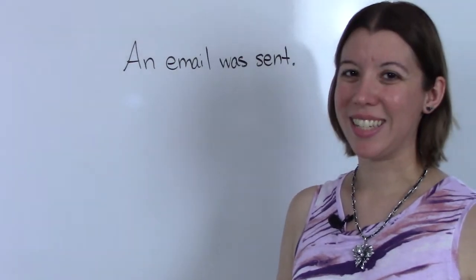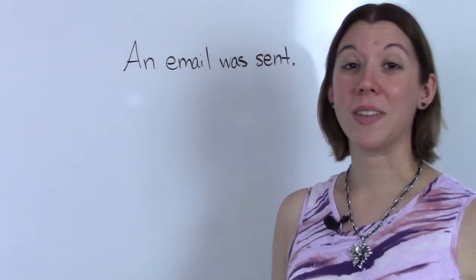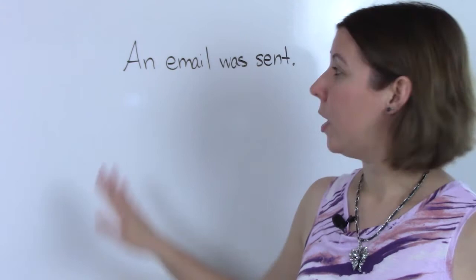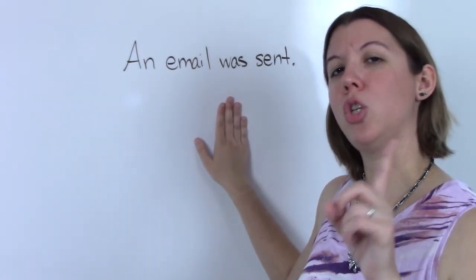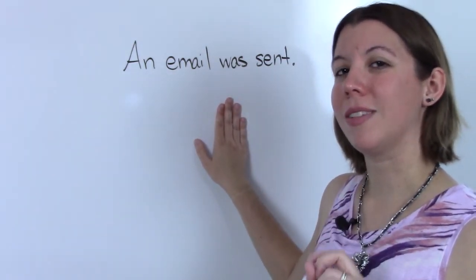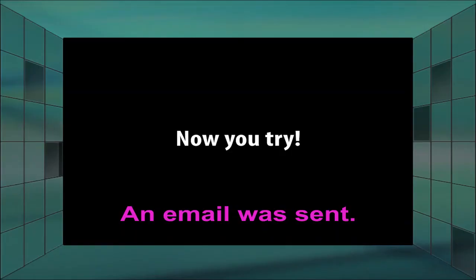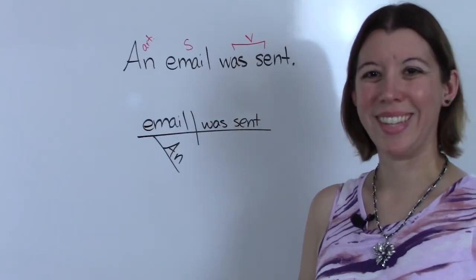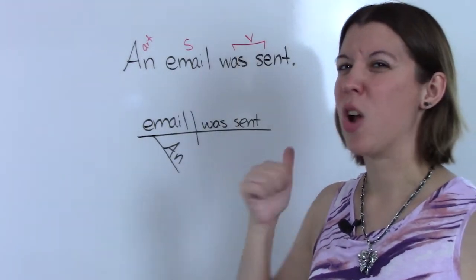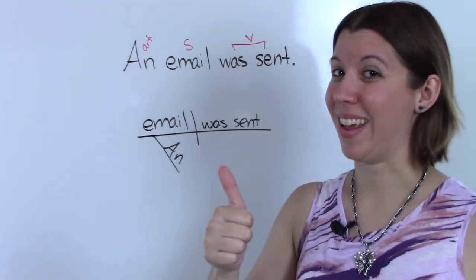Here's your sentence. All right, so you're going to find yourself something to write on, something to write with. You're going to try and diagram this. Don't forget to label the sentence parts: subject, verb, and any articles. You try it. Does this match what you have? Great, you are getting it.